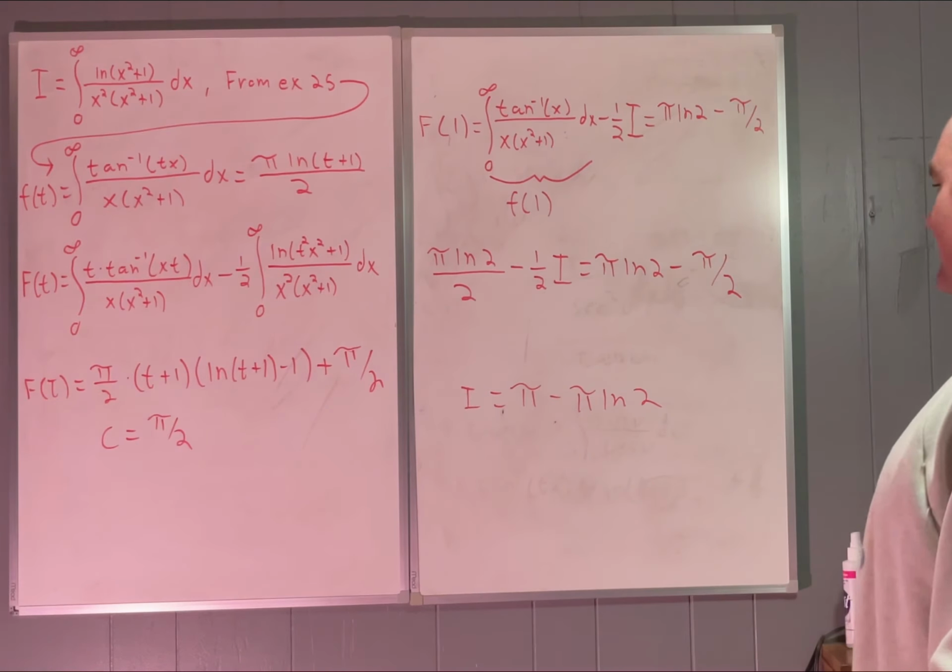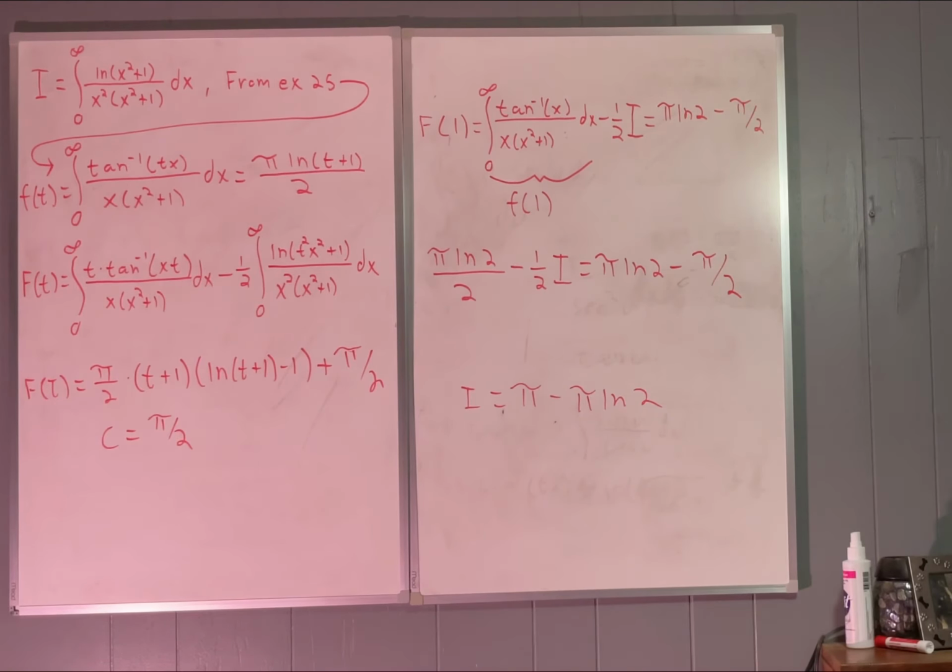And from there, it's extremely easy to solve for I. And what you get if you solve for I is that it's equal to pi minus pi natural log 2, which is what we got the last 2 times we evaluated this integral. Well, there you go. That's the third way to evaluate that integral, and I hope you enjoyed that.